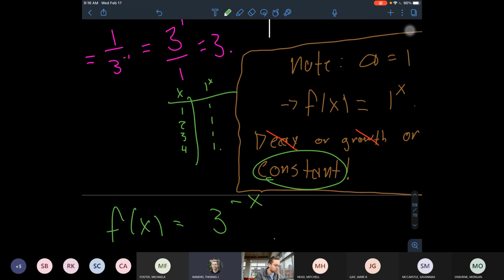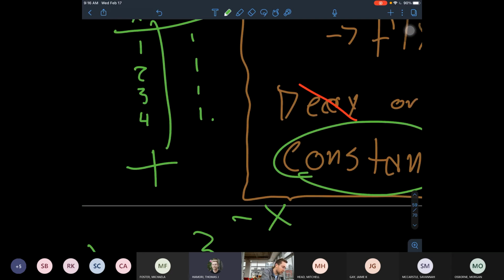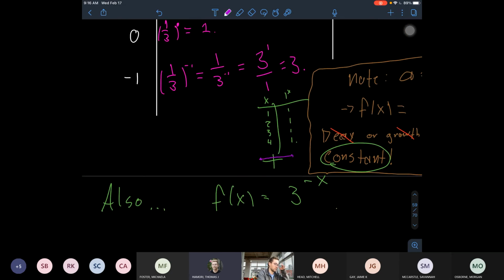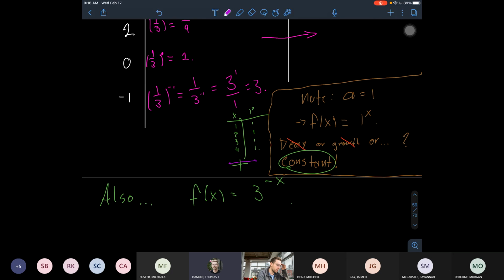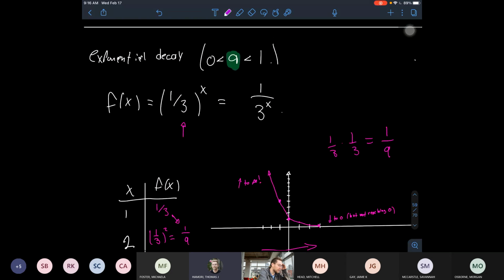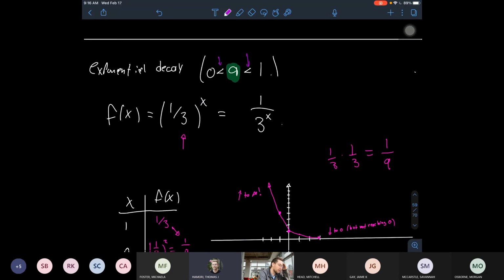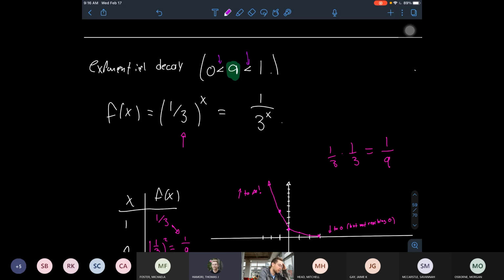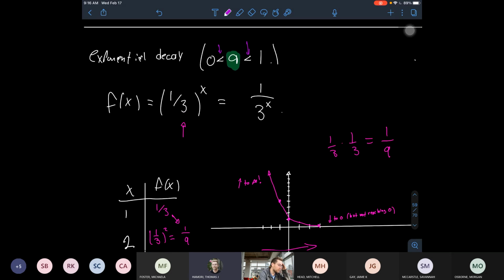No matter what value of x we plug into 1 to the power x, we just get 1. So this function, if we were to graph it, wouldn't even look like an exponential function at all. It would look like just a flat horizontal line. Okay, so that's what's going on with 1. So we only say that it's decay if a is strictly less than 1 and strictly larger than 0, and we say that it's growth if a is strictly larger than 1.